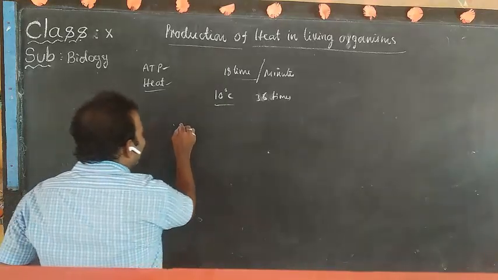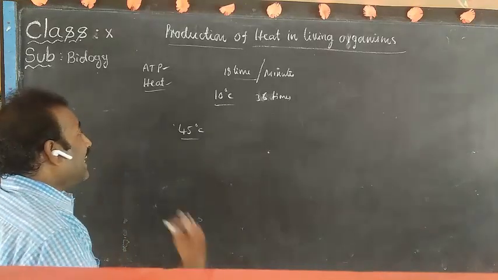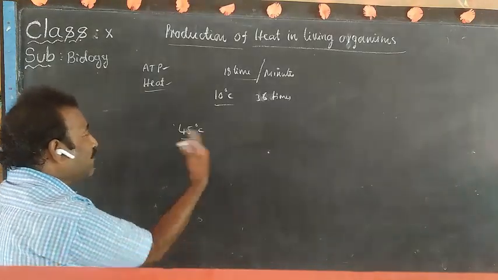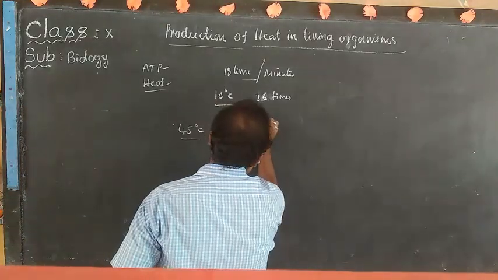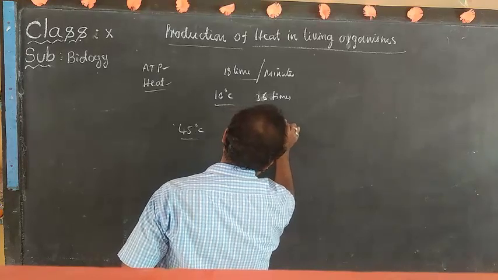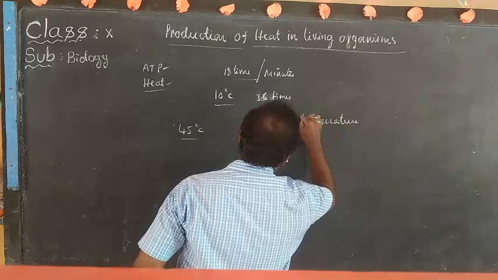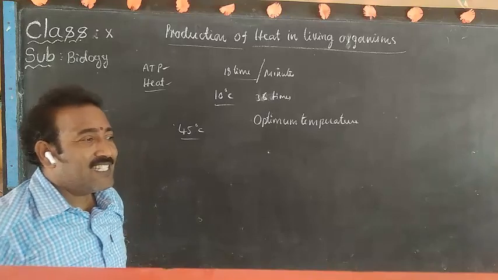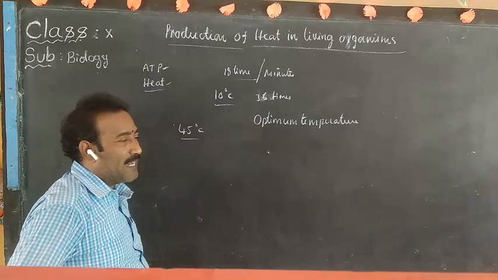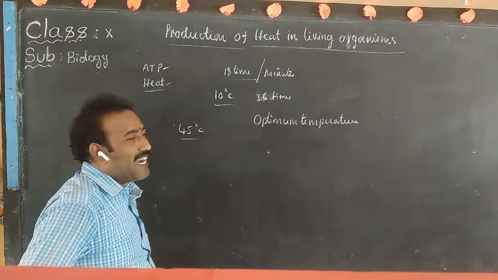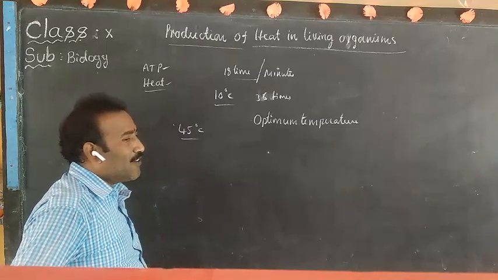Suppose the temperature increases up to 45 degrees Celsius. At this temperature the rate of respiration will be maximum. That's why this temperature is called the optimum temperature. So what is the optimum temperature? The temperature at which the rate of all the metabolic processes is maximum, that is called the optimum temperature.